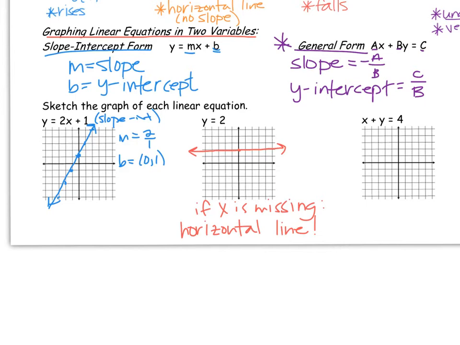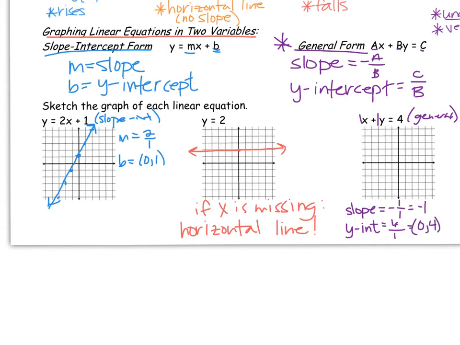Let's do one more. x plus y equals 4. So now this is in general form. And it would be pretty easy to get y by itself, but we wouldn't have to if we remember the formulas for slope and y-intercept. Our slope is going to be negative a over b. a is technically 1, and so is b. If we do negative a over b, our slope will just be negative 1. That's not too bad. And our y-intercept, our start point, if we do c over b, 4 over 1 is 4, so that would be (0, 4).